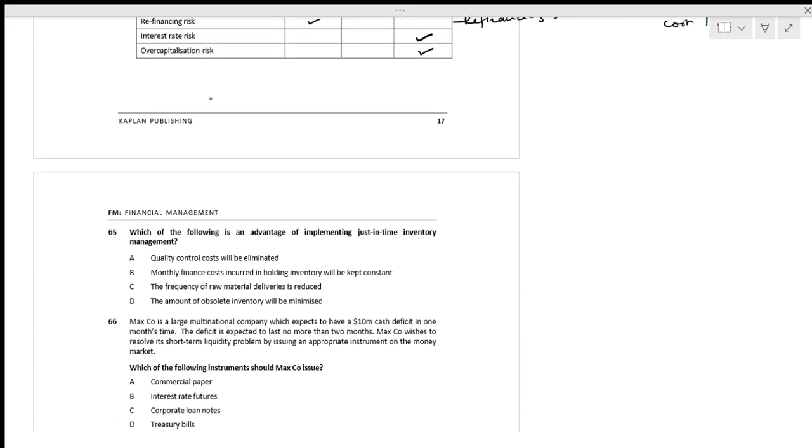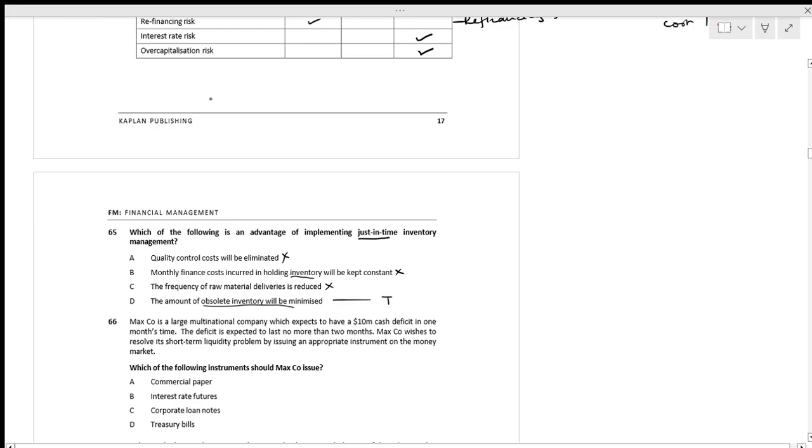Okay. Next, which of the following is an advantage of implementing just-in-time inventory management? Is it that quality control cost will be eliminated? No, it is not an advantage. Quality control cost will never be eliminated. Monthly finance cost of holding inventory will be kept constant? The holding cost of inventory will change as the inventory changes. The frequency of raw material deliveries is reduced? Again, the frequency of deliveries is dependent on how much we need. The amount of obsolete inventory will be minimized.